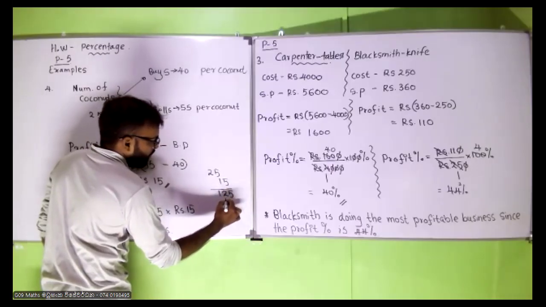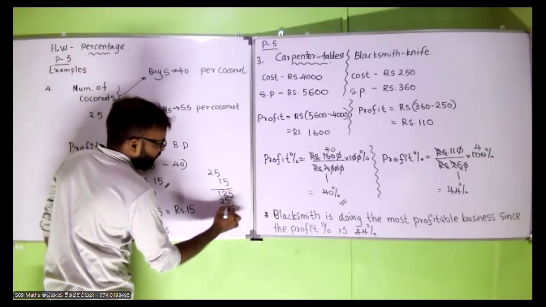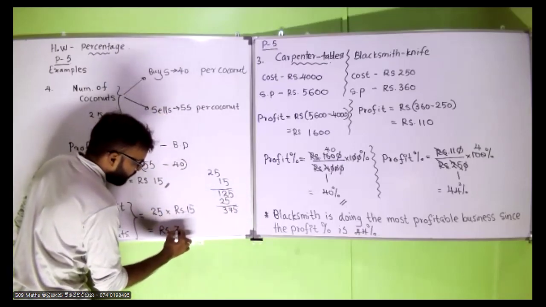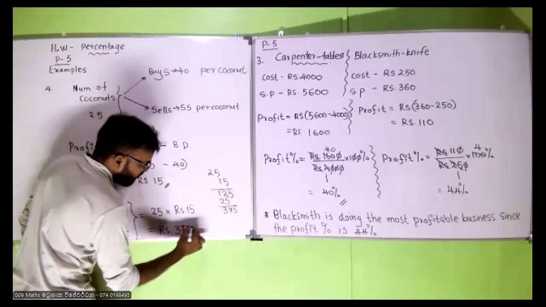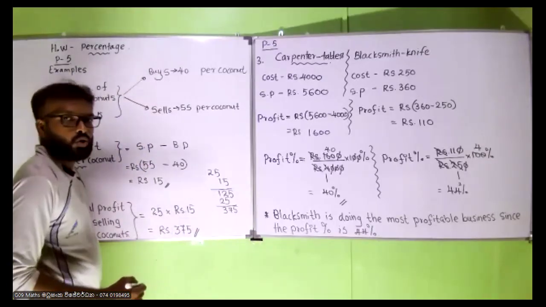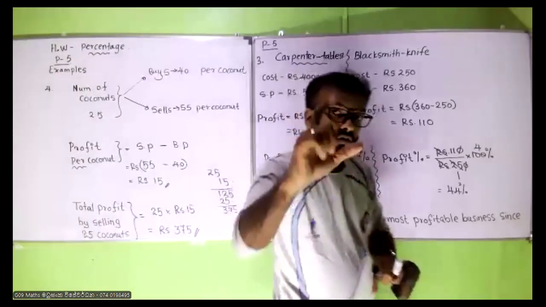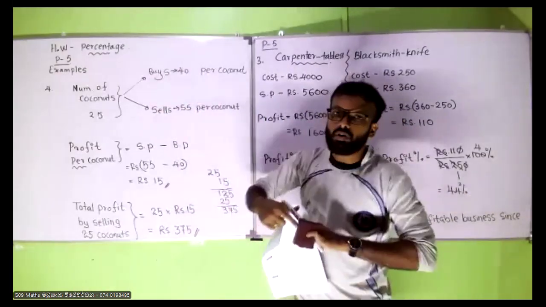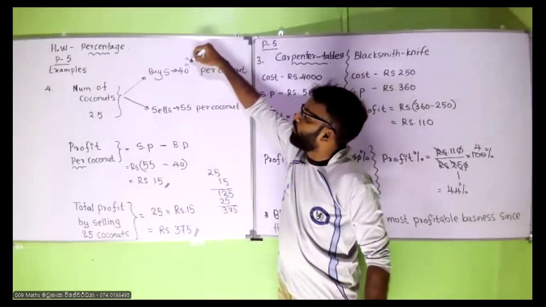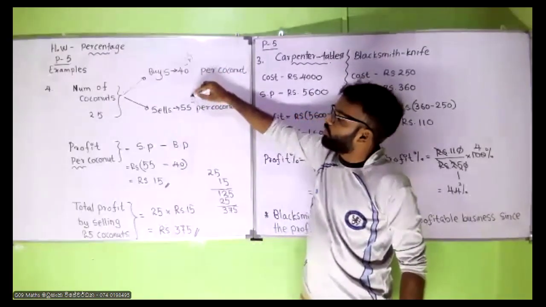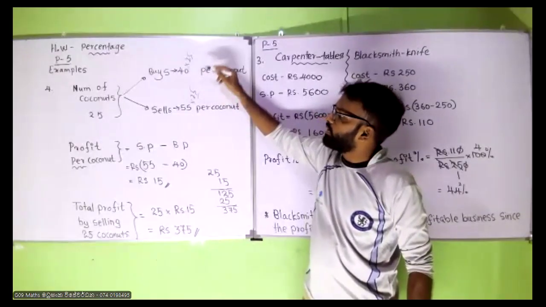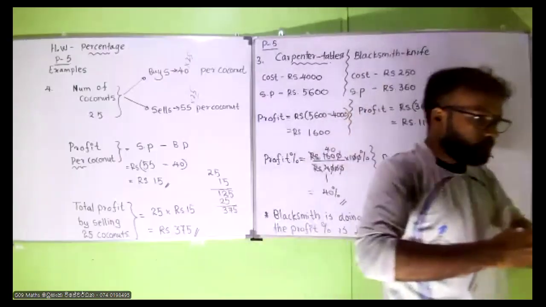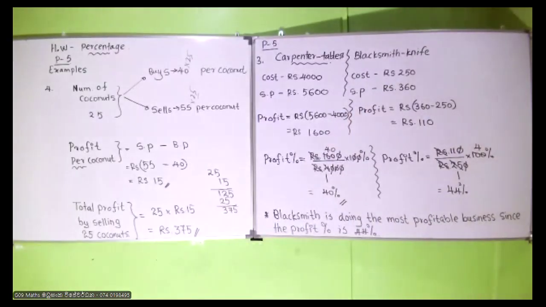125 and 250. 375. 375 is the total profit. This is one of the ways that you can do, right? Or else you can go for 25 into 40, 25 into 55, then subtract. Then you can get the same answer.